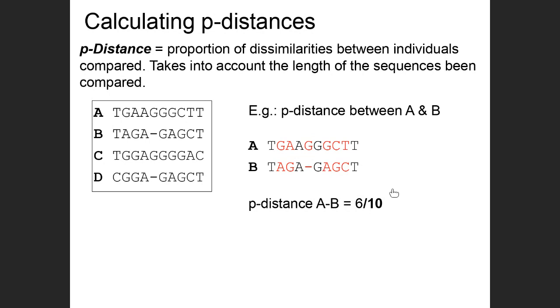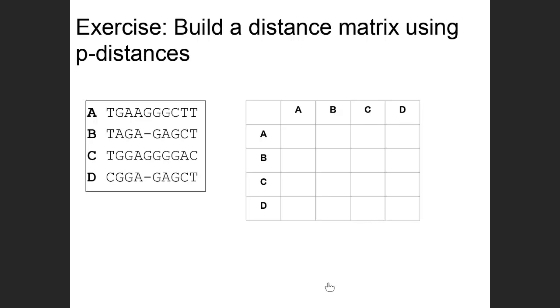And then when we are making a tree, we do that for all of them. So this was the p distance between A and B. How about the p distance between A and C? The way you do that is you make a matrix. This is what I told you is called the distance matrix. And you fill out only half of the matrix, because the other half will be a mirror image. Well, not quite half.